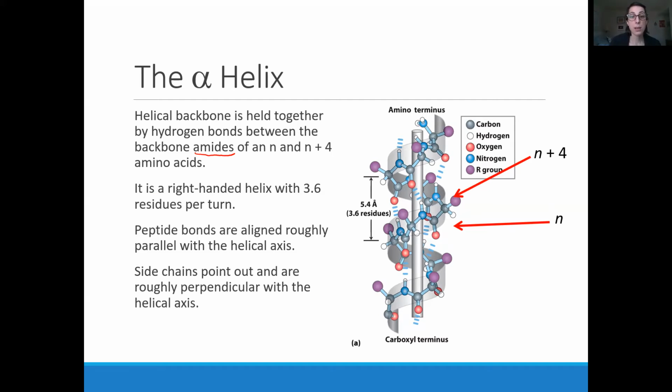The peptide bonds are parallel with the helix. So the peptide bond, the actual bond holding together the amino acids, kind of runs the shape of the helix. Whereas the side chains, those R groups of the amino acid, you can see they stick out. They're perpendicular to the helical structure. So they stick out of the helix, whereas the actual peptide bond is kind of flat and straight with the helix as it turns.